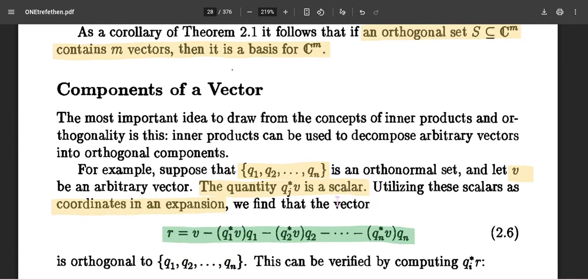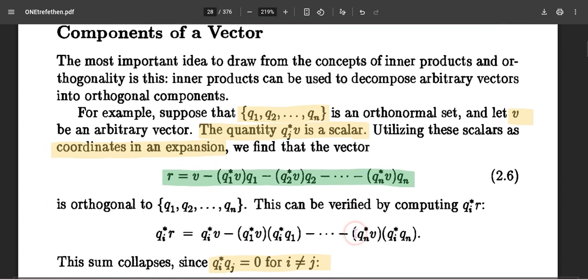Then again, in the first lecture we saw how we interpreted the matrix-vector multiplication as coefficients of expansion of x for representing the resultant vector b. Similarly, if a matrix has orthonormal columns q1 to qn, where n is less than m, in an m-dimensional space, then we can define a vector r, which is equivalent to the expression in 2.6. And we also know that q1 to qn are orthonormal.